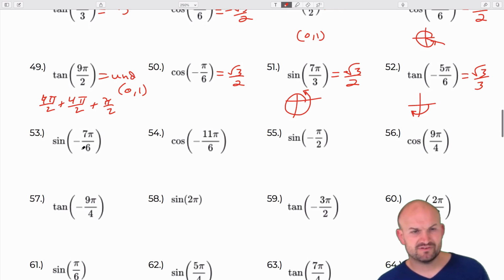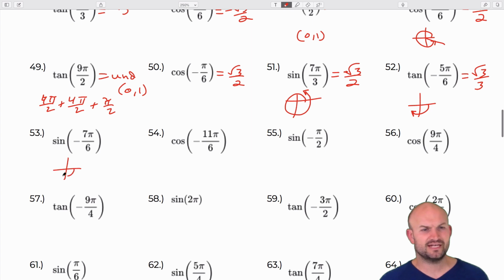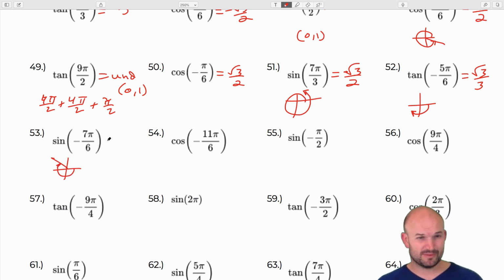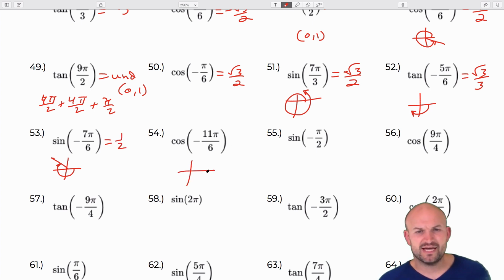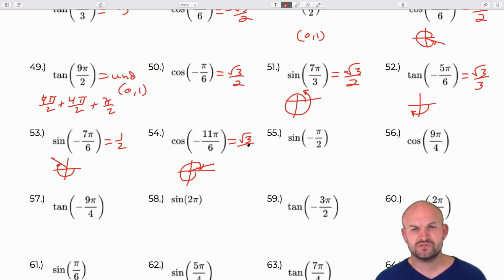Sine of negative 7 pi over 6, that's a reference angle of pi over 6. That angle is negative, so that's going to be there. Reference angle, again, pi over 6. Sine is still going to be positive, so that's going to be a positive 1/2. Negative 11 pi over 6, that's going to be almost a full revolution, but it's going to be in the first quadrant. Reference angle pi over 6, and so therefore cosine would be positive, so square root of 3 over 2.